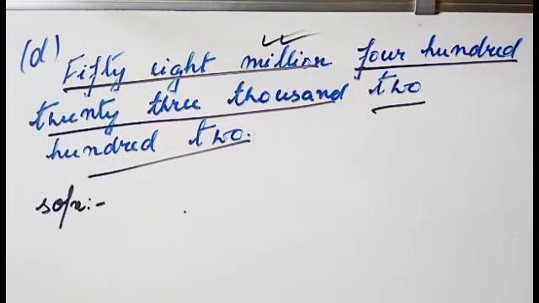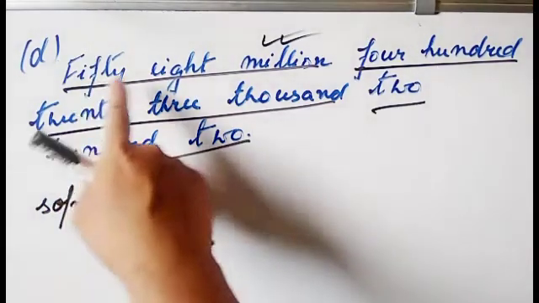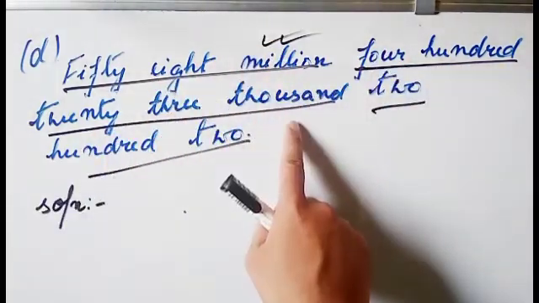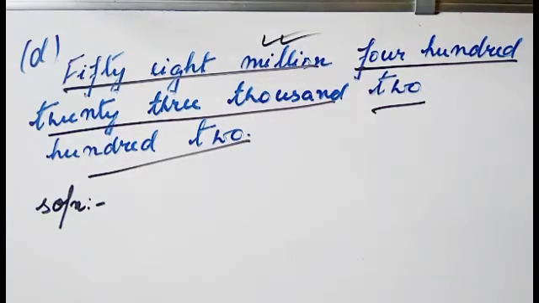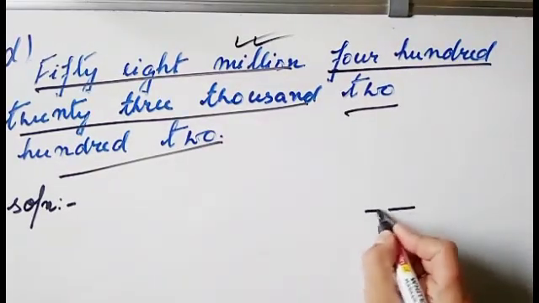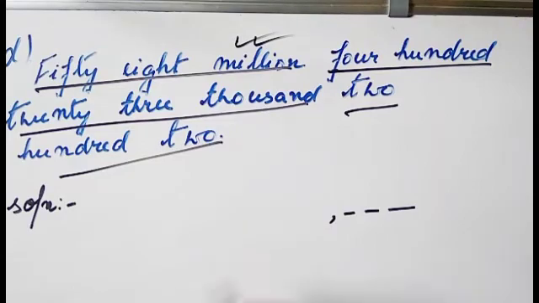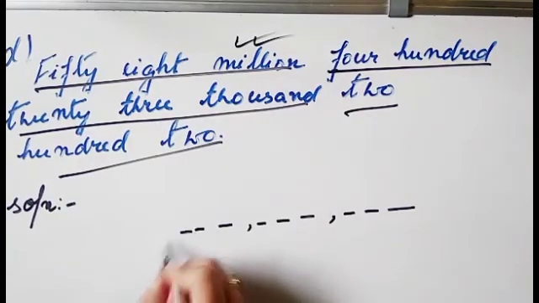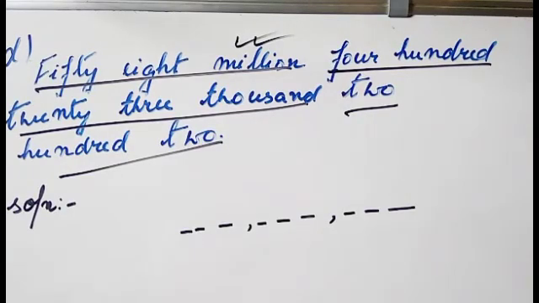Question number D. Let's read the number name: 58 million 423,202. Remember, they have mentioned the word million. Since they mentioned the word million, we have to place the commas using the rule of the international system. In the international system, the first comma comes after 3 digits starting from the right side. The next comma will also come after 3 digits, and the next comma also will come after 3 digits. This is how we place commas using the rule of the international system.